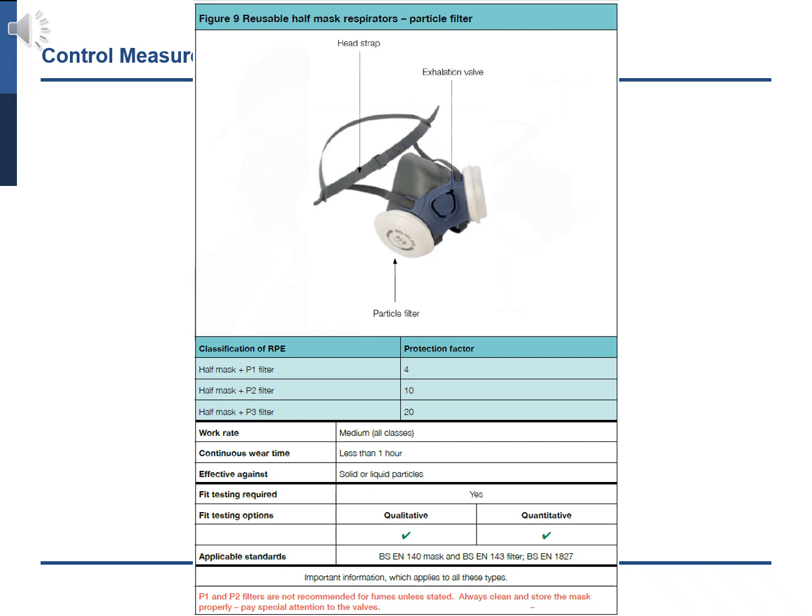Effectiveness, effective against solid or liquid particles. Fit testing, required, can be done qualitatively or quantitatively. Standards, complies with BS EN 140 mask and BS EN 143 filter, BS EN 1827. Important note, P1 and P2 filters are not recommended for fumes unless specified. Always clean and store the mask properly, paying special attention to the valve.